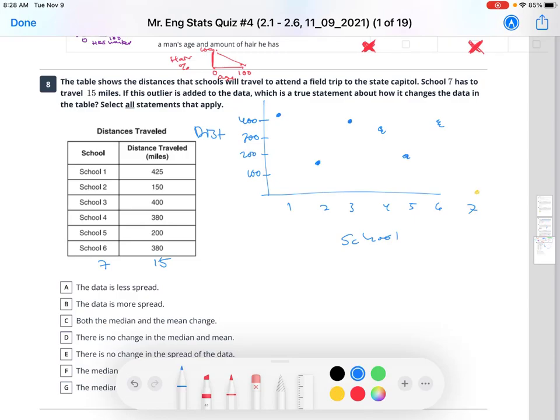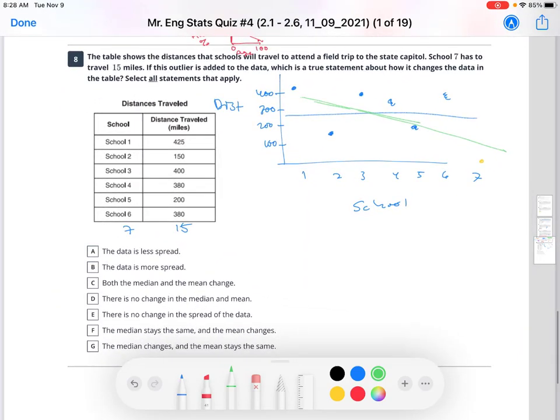If I draw what I think is a line of best fit through the blue, you might have something that looks like that, right? But with that yellow line, I'm probably going to gravitate towards this one. So what's happening to my data? Is it less spread? We need to choose all that apply. Is the data less spread or more spread? Well, it's more spread because this used to be the minimum, now 15 is the minimum, right? Does that make sense? Remember, more spread is more variation. Both the mean and median change.